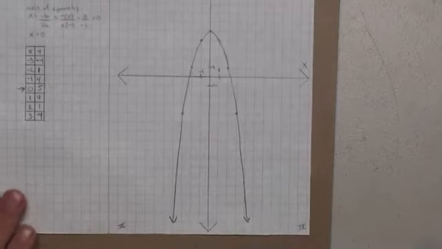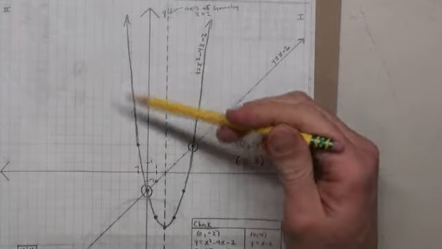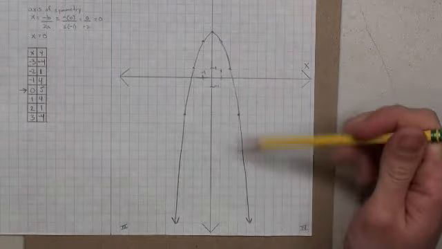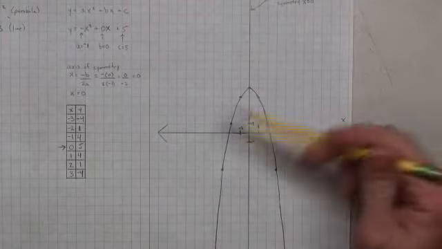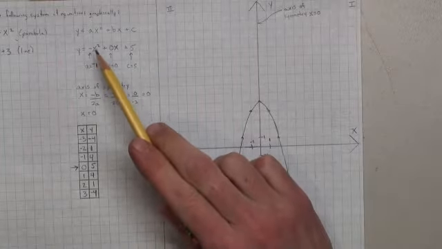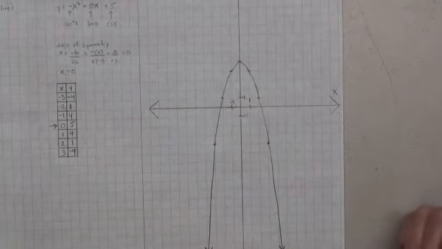There it goes. Okay? And you can see how it's different from my first one. My first one was a valley, right? This one is a hill. Okay? And the reason why this one is upside down or a hill is because that negative in front of the x squared flips this thing. Okay? It makes it go the other way.